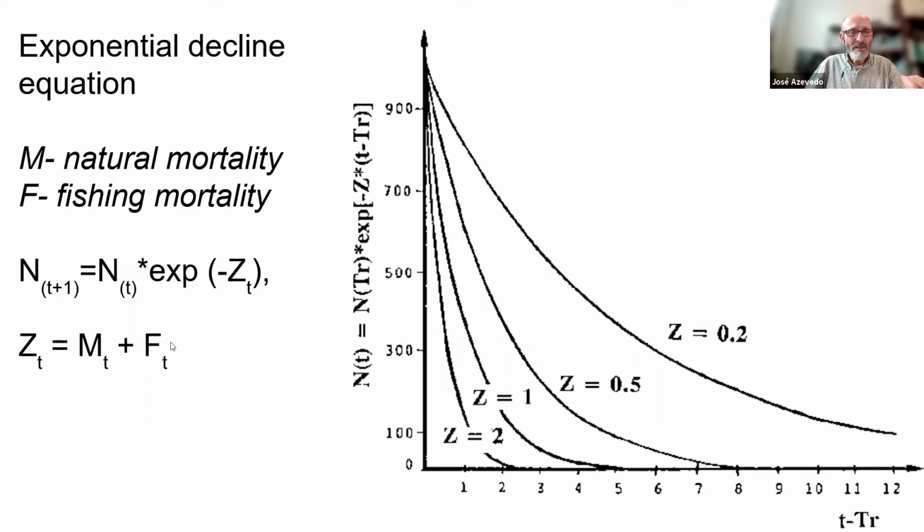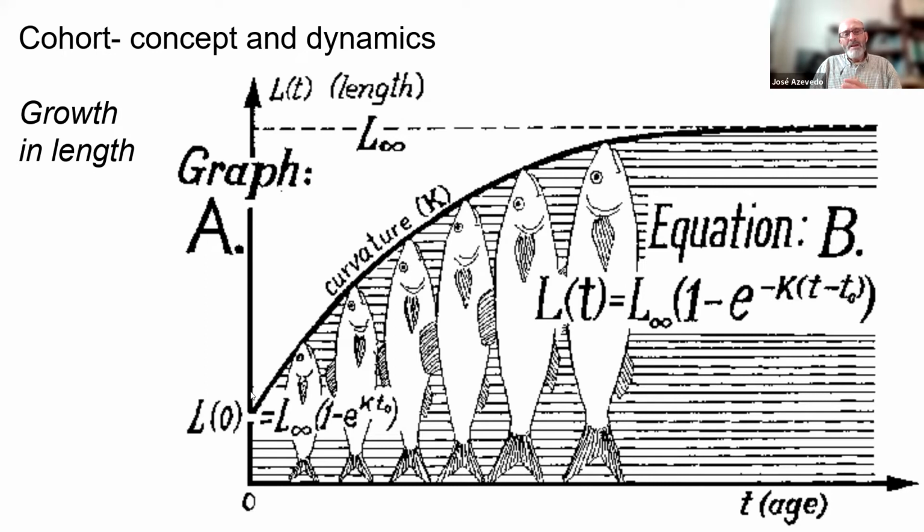And the effect of Z is, as expected, to increase the speed with which the population decreases, right? So a small Z would mean that the slope of the curve is less steep than a large Z, where the population declines very quickly with age, right? So that's natural mortality. Now, of course, fish die with age, but they also grow with age, and they grow in size, and obviously they also grow in weight.